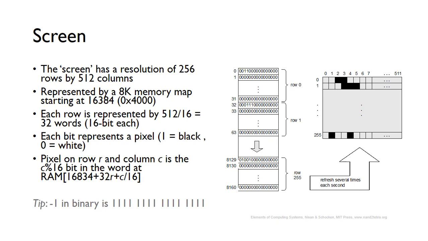Now the screen. The screen has a resolution of 256 rows and 512 columns, as shown in this image here. So we've got 512 columns and 256 rows. This is represented by an 8K memory map. If you multiply those together and divide by 16, you get an 8K memory map.